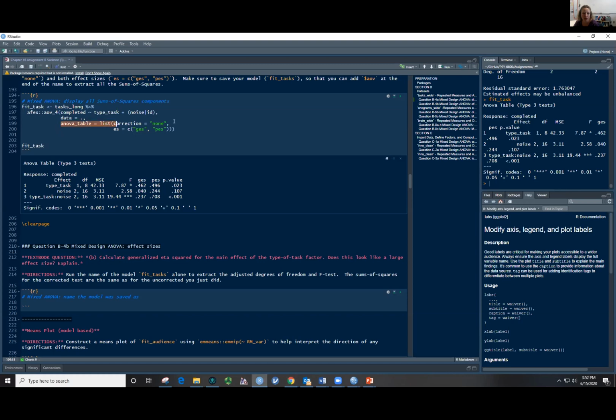So, things that are different than we've done before. We have both an independence grouping factor and a repeated measure, and I've asked it to not do the Greenhouse-Geisser correction for sphericity violations, and I'm asking it for both of the types of effect sizes. Now, I know it says in here to add the $aov, but I'm not going to ask you to do that. Just put the name of the model. And you get the three F statistics with the three effect sizes all together.